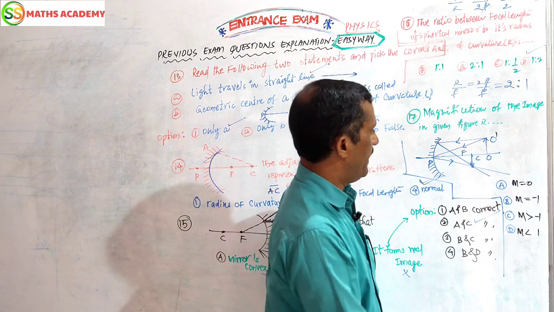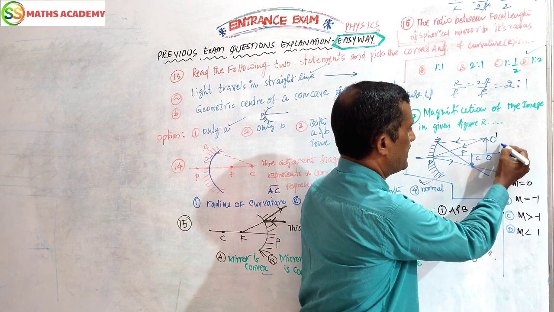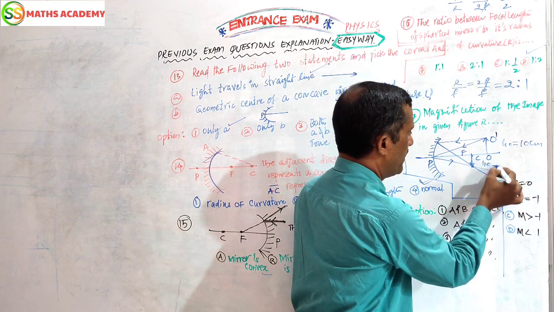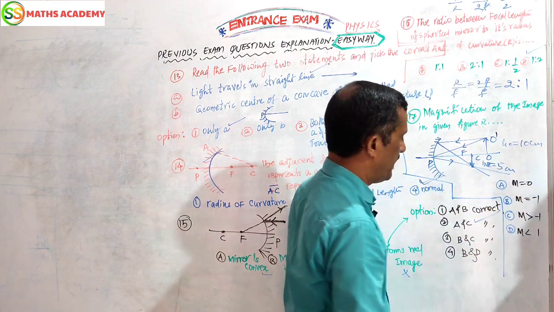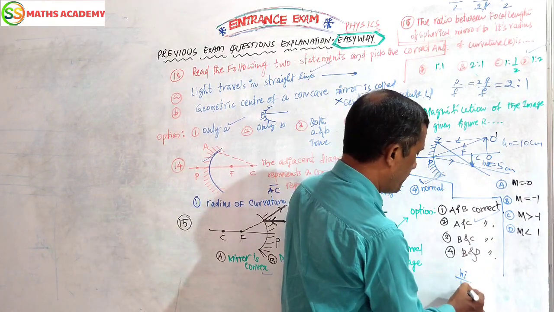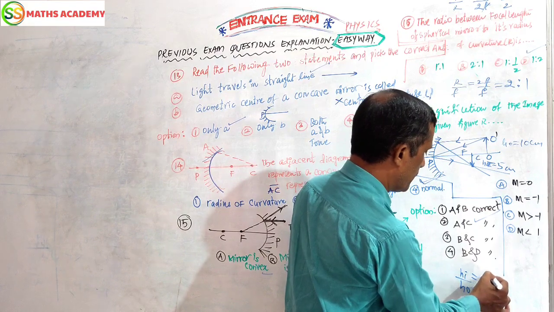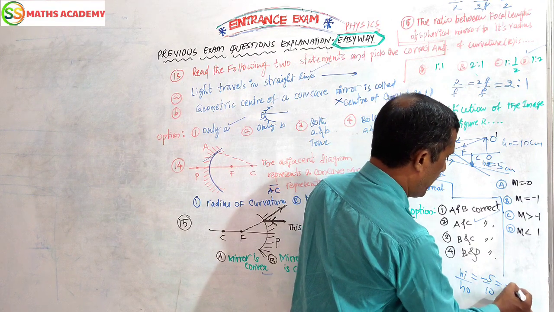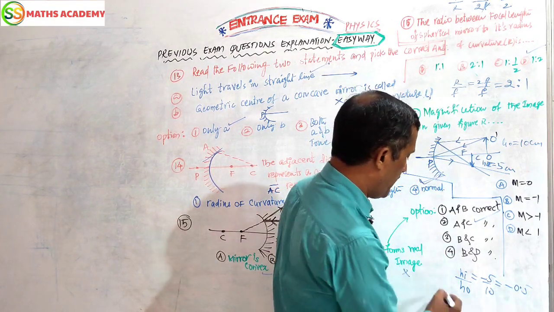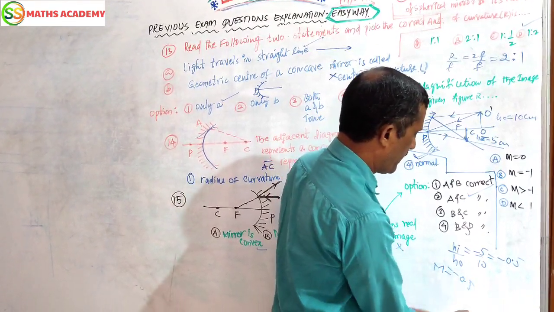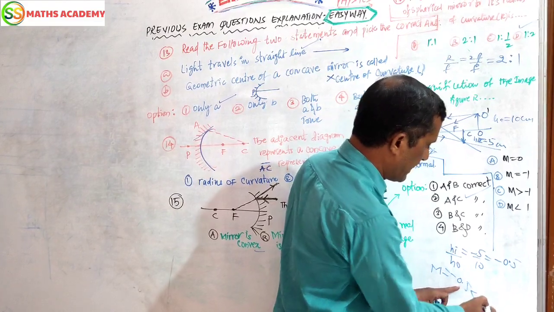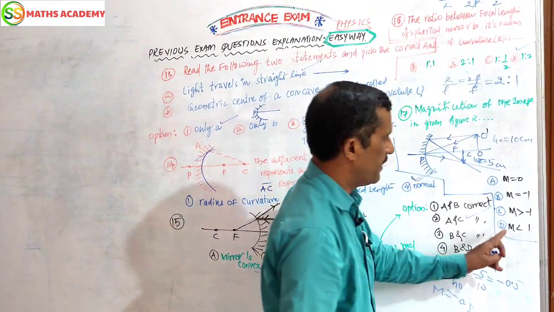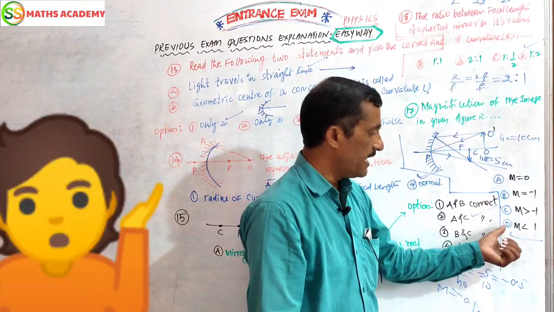Let us see. This is the object, children. Consider the height of the object equal to, suppose, 10 centimeters. Here take the height of the image equal to, suppose, 5 centimeters. Magnification is the height of the image by the height of the object, that is -5 by 10. So how much is coming? -0.5 will come. Here m equals -0.5. This -0.5 is less than 1. So D is the correct option, m is less than 1. That's why D is the correct option.